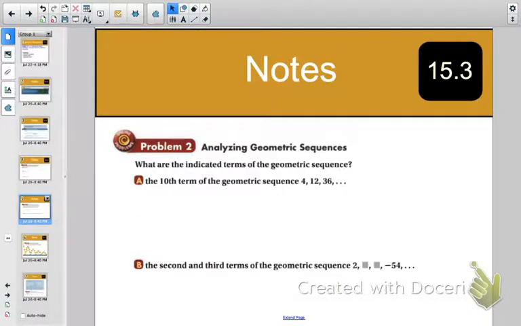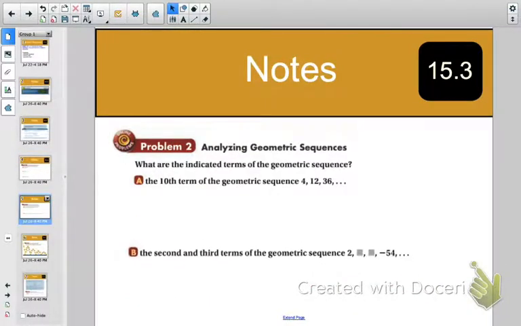Okay. Find the 10th term in the sequence. To do this, you probably want to write out the formula for this, so you don't have to write out 10 different things. So you'd say an equals your first term, which is 4, times r, which in this case you're multiplying by 3, so times 3 to the n minus 1.